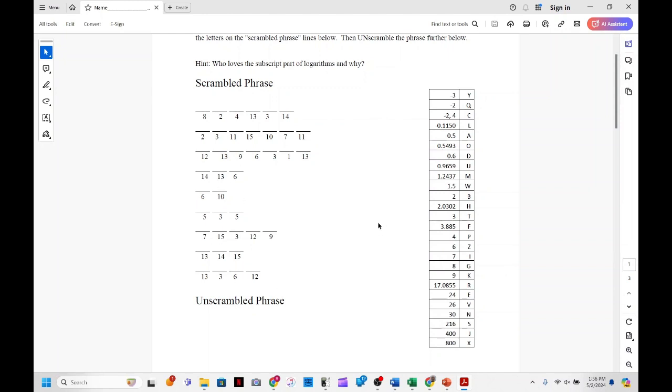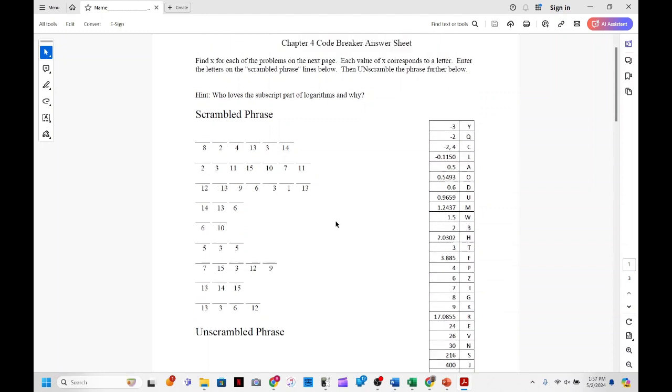So if you do problem number 1 and you figure out that the answer is 1.5, you would put a W above all the ones that are out here. Now it looks like there's only one 1 out here, but for a lot of these there are multiple of the numbers, so you have to be on the lookout for that. And then there's a little hint to help you solve this: Who loves the subscript part of logarithms and why? So let's go ahead and try this out.